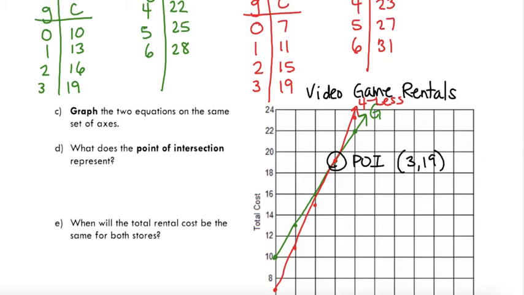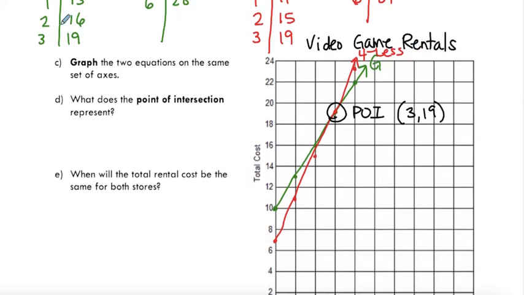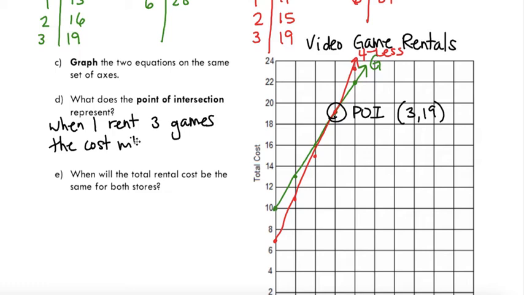So what does this represent? Well, this represents when I rent 3 games, the cost will be $19. And it's going to be $19 at both stores. So when will the total rental cost be the same for both stores? When you rent 3 games.